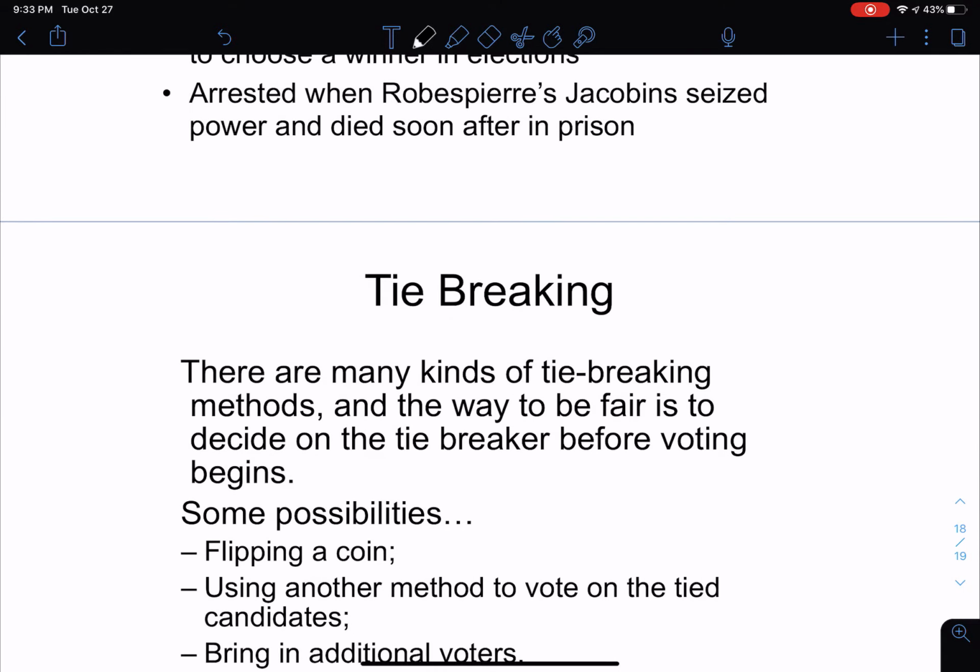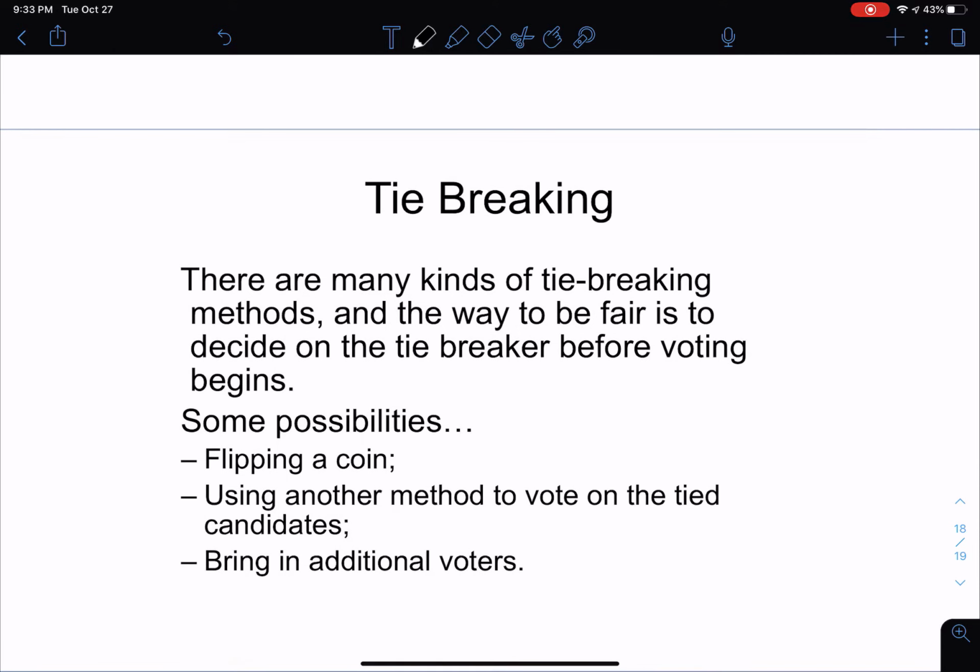And then I mentioned tie breaking earlier. There's all kinds of tie breaking methods. If you want to be fair, decide on how you're going to break a tie before your voting begins. It's up to you. But decide on your systems before you begin and then just stick to it as you move forward. Some people say, well, if there's a tie, let's flip a coin, or if there's a tie, let's use another voting method to try to retally the votes, or if there's a tie, let's bring in more voters, see what happens. There's all kinds of methods.